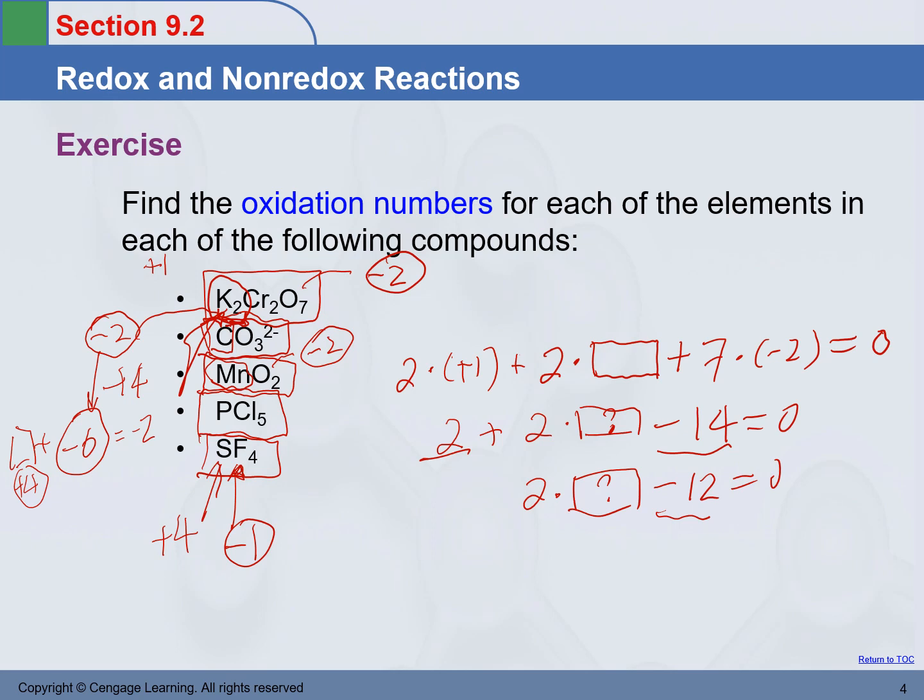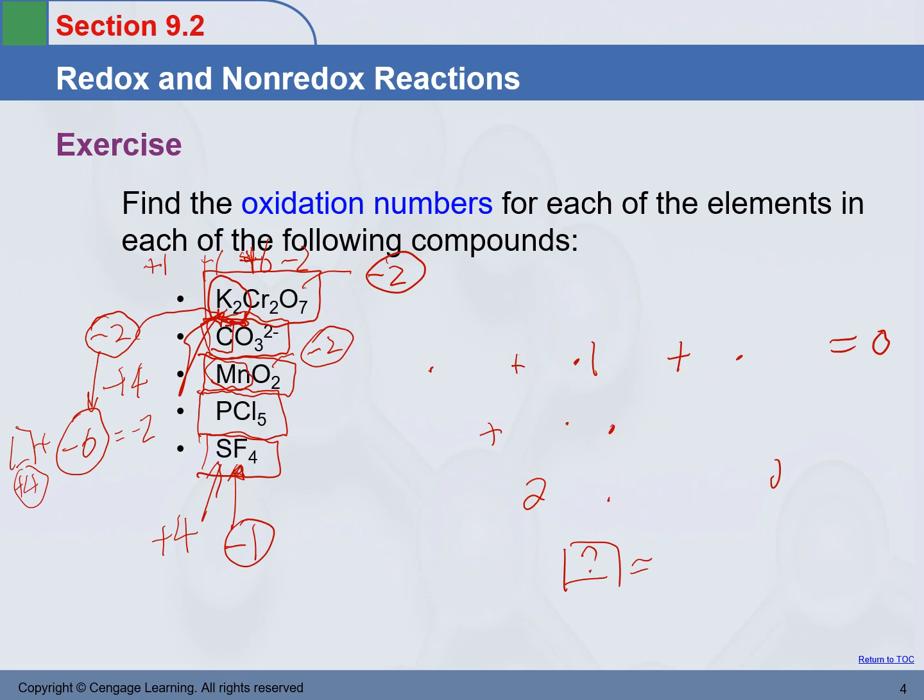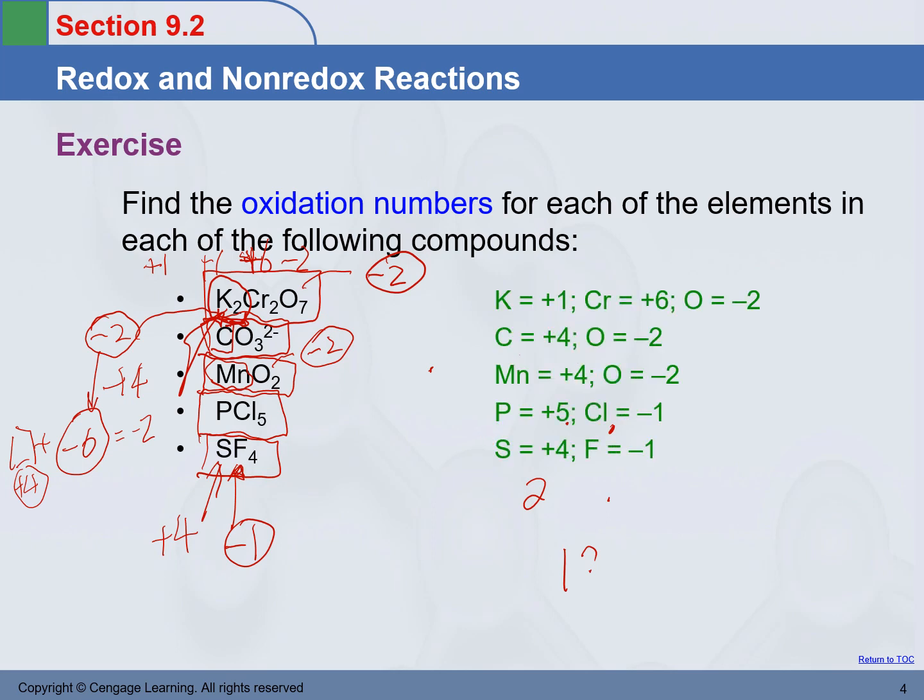Now I assume all of us know this oxidation number needs to be 6. 2 times 6 is 12. 12 minus 12 equals 0. So the chromium oxidation number in this case is +6. Potassium +1, chromium +6, oxygen -2. Are you guys following me? Here is the answer key for all of this. All right, we'll move on to the next slide.